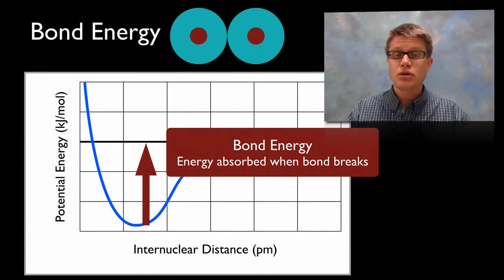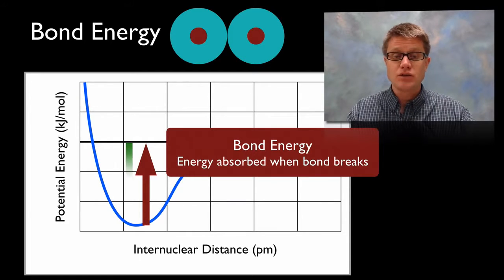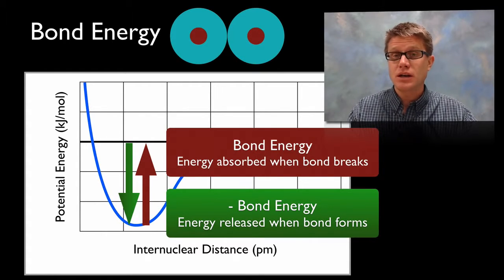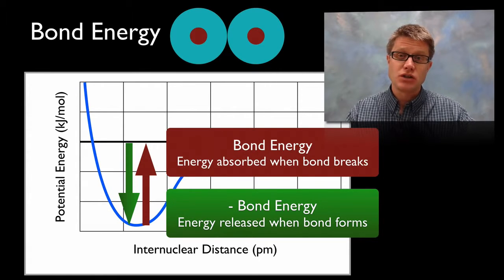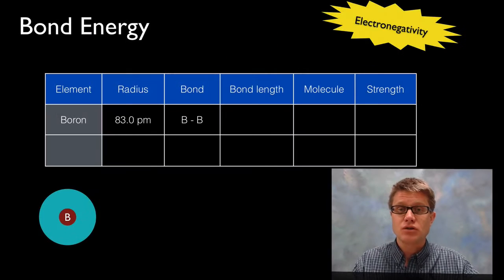And so bond energy is the energy absorbed when we break those atoms apart. Now, likewise, there's going to be energy that's released as we bond those together, and that's going to be the negative bond energy. It's going to be exactly the same. The amount of energy to break it apart is the same amount of energy that we get when those two atoms are going to be attracted together.